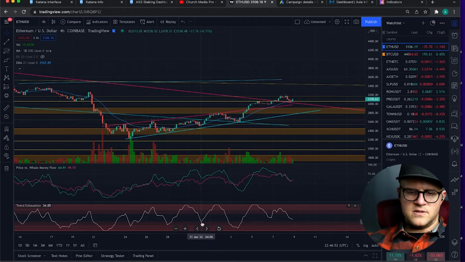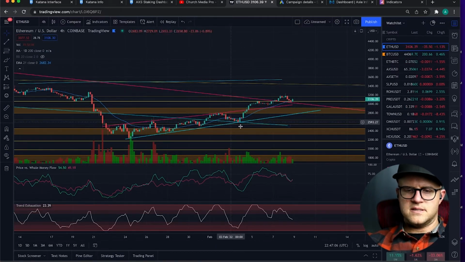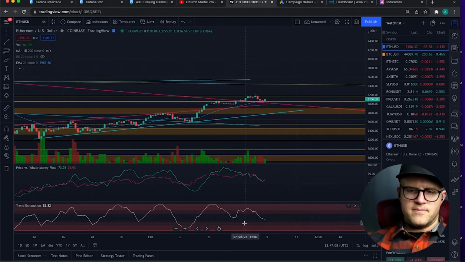But then as soon as it reverses, you see a little bit of whale money flow heading the opposite direction. You want to look for the tops again. And so this will usually top out before the whale money flow will. And the whale money flow, when it turns around, is a really good indicator of when it's going to start heading back down.